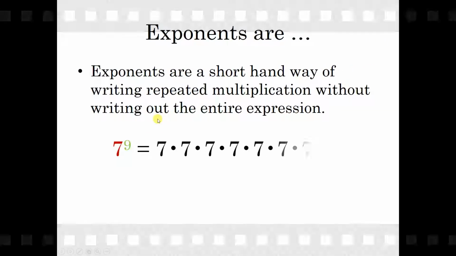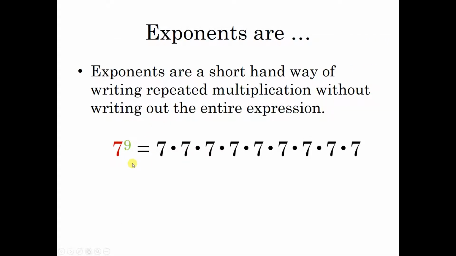First of all, exponents are a shorthand way of writing repeated multiplication in math. The way that this 9 is right here is the exponent and the 7 is the base. And this 9 means there are 9 7s multiplying together. So exponents are a shorthand way of writing repeated multiplication. So instead of writing all of this, we write this instead. And that's a big idea.